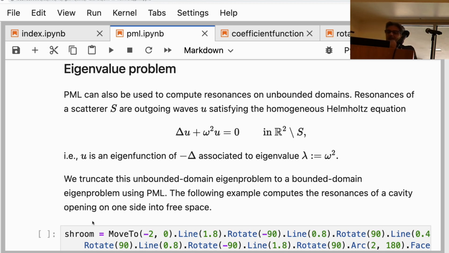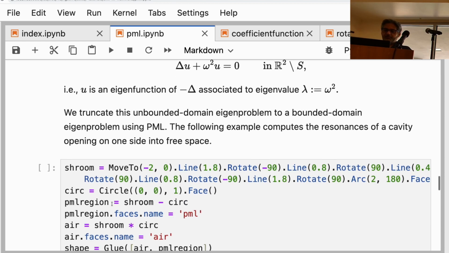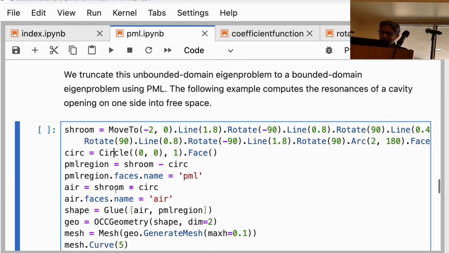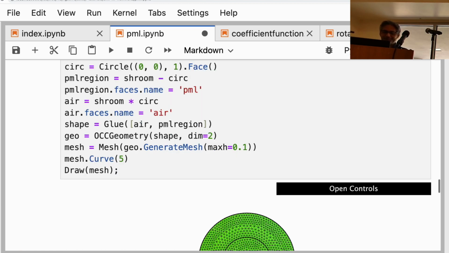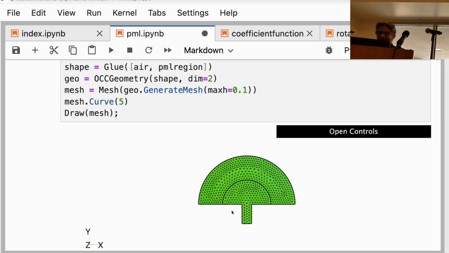Okay, so we can do the same procedure with setting the PML on this mesh and solve an eigenvalue problem, and that would be a resonance computation. And here is a domain. We argued about the name of this domain. I didn't want to call it a mushroom, but eventually Joachim won, and we call this a mushroom. But it's not a mushroom.